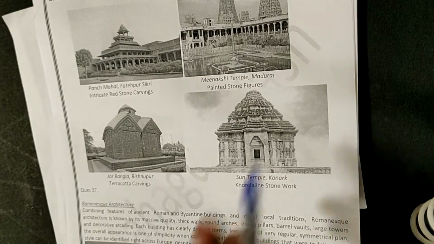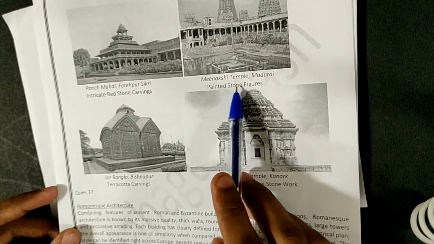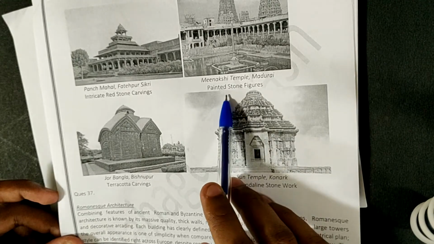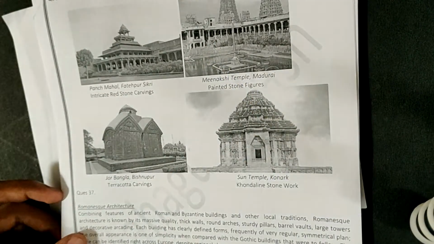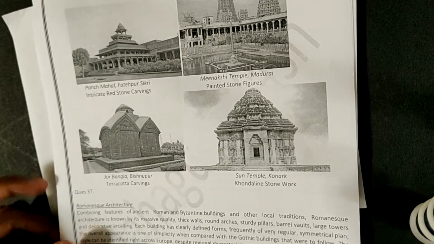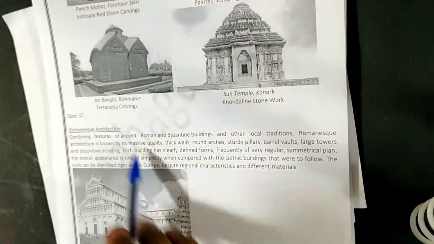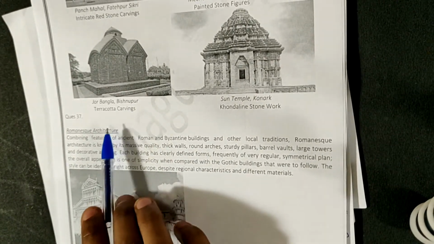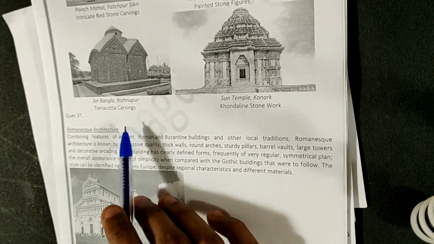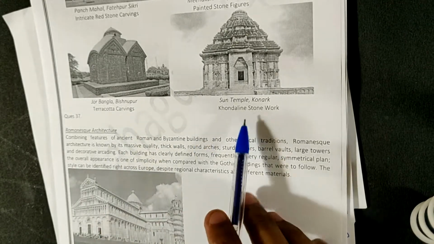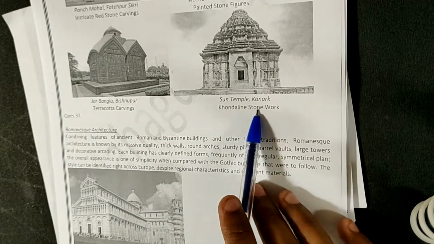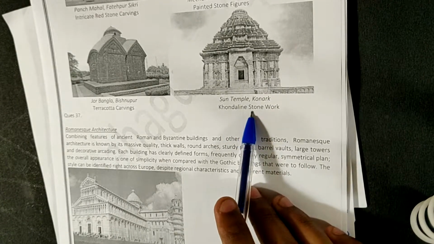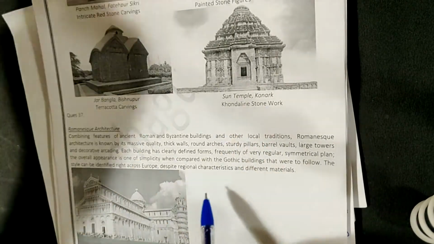Queen's Mahal. The next is Meenakshi Temple in Madurai, made up of painted stone figures. You can see those very colorful gopurams. The next is Jor Bangla in Bishnupur, and Bishnupur is basically very famous for its terracotta carvings and terracotta structures. The last is Sun Temple in Konark, very famous for its Khondalite stonework. It is using the stone Khondalite.